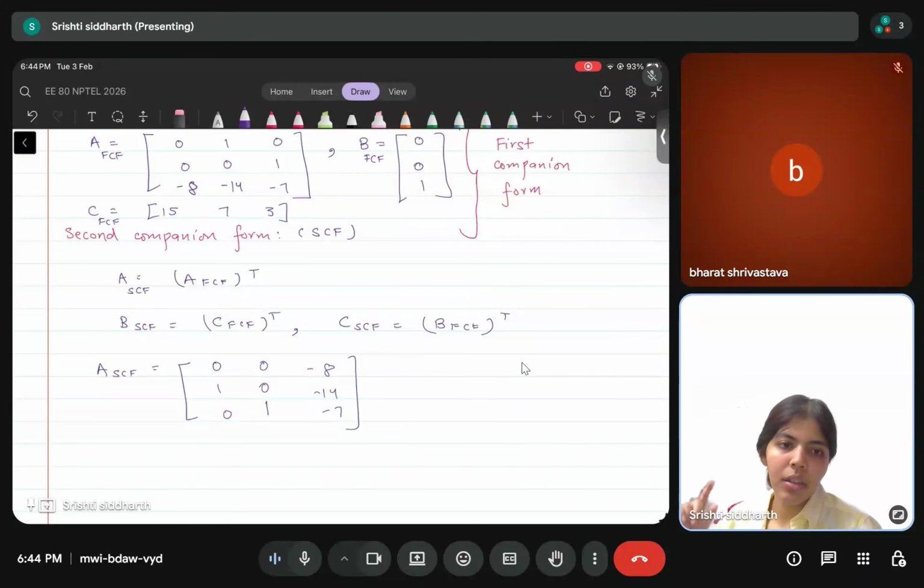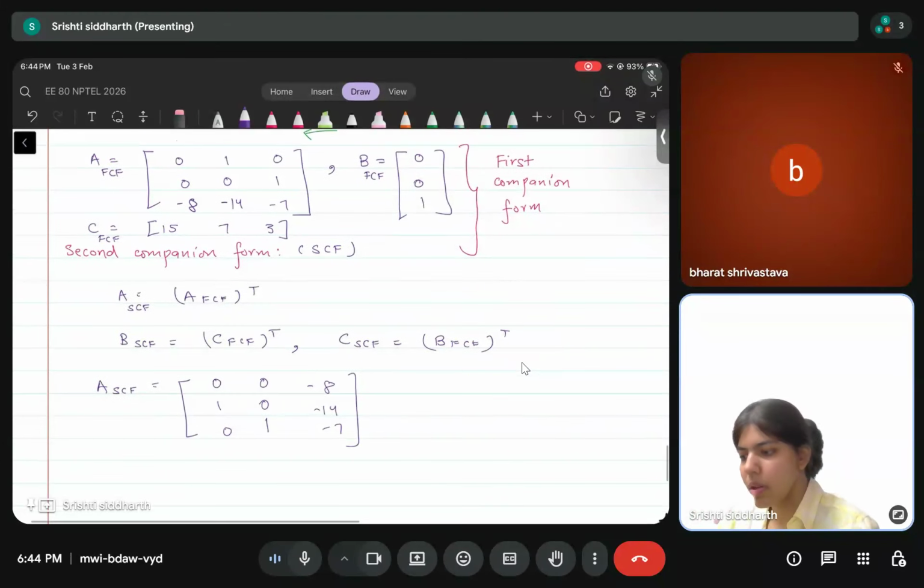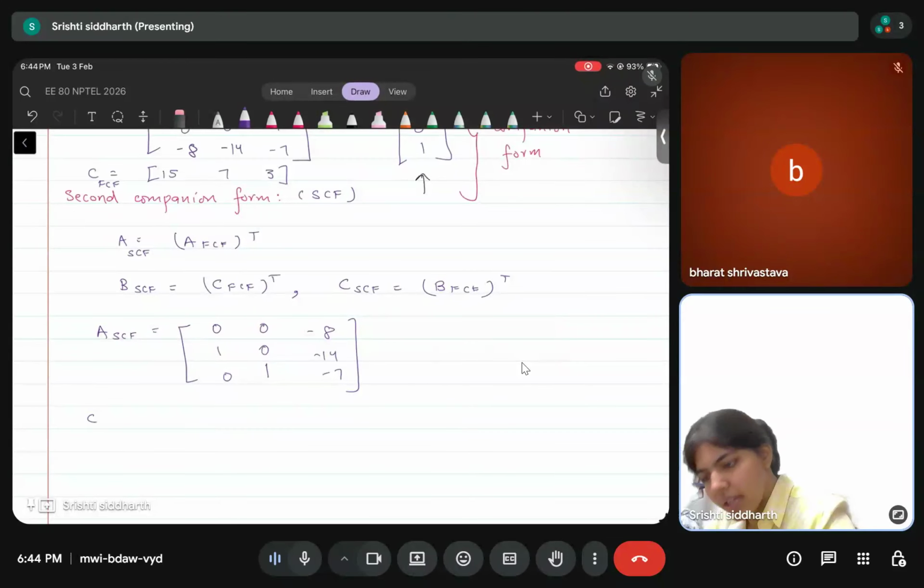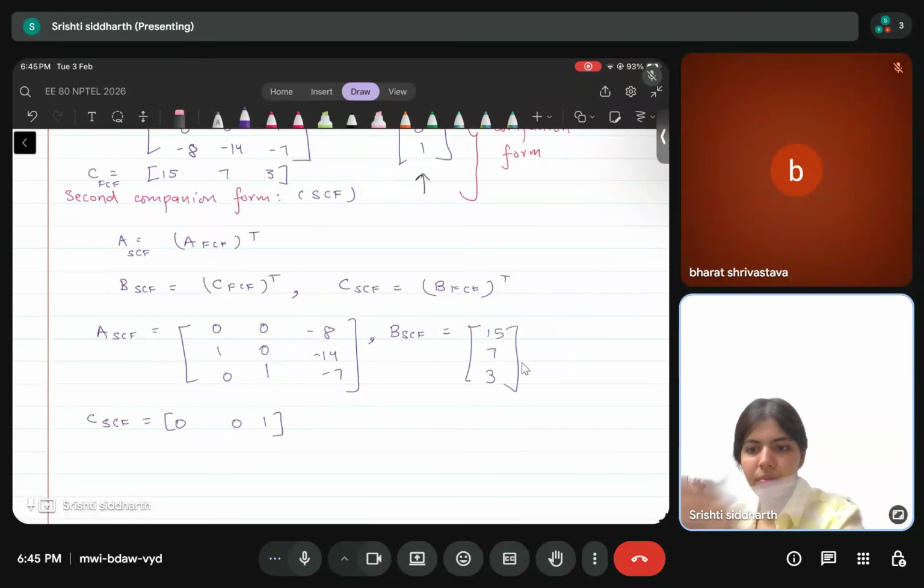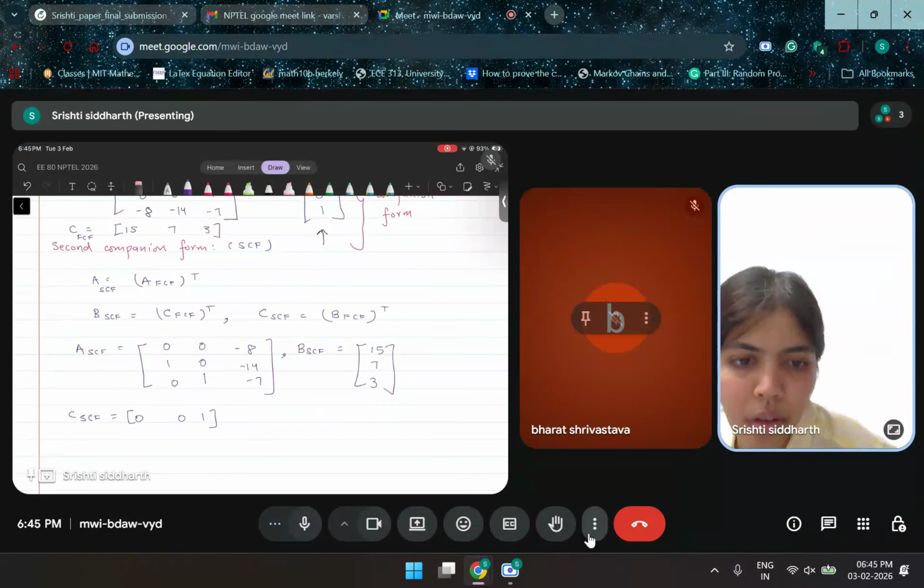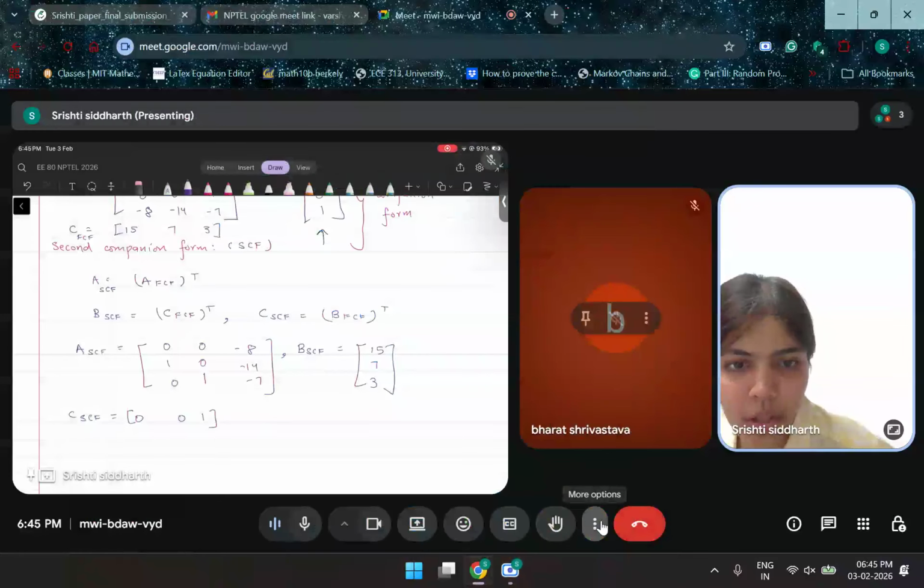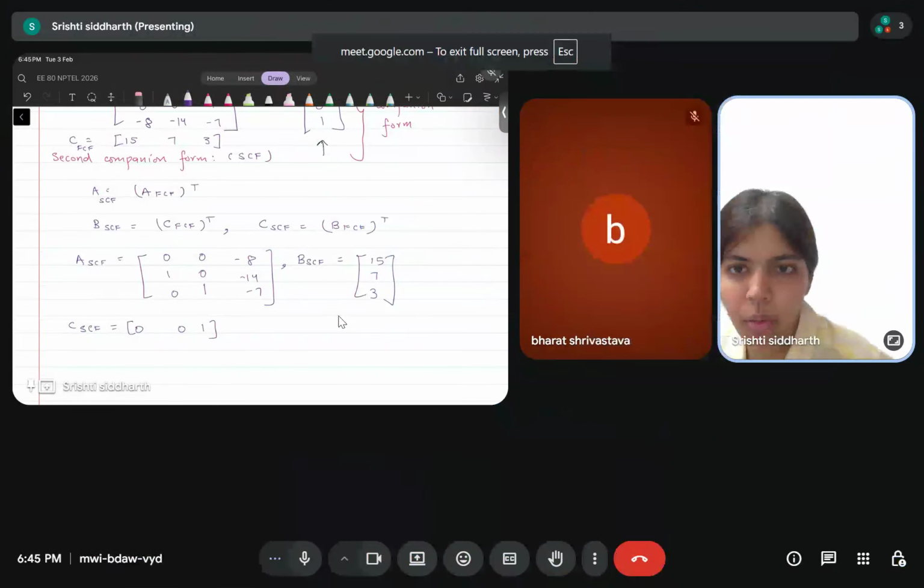So observe that in the first companion form, you can see that this matrix is standard, right? 0, 0, 1. In the second companion form, you have this as a row vector. So C of the SCF is 0, 0, 1. B is 15, 7, and 3. Alright, so I hope that this was clear to you. If not, you can ask me a question.